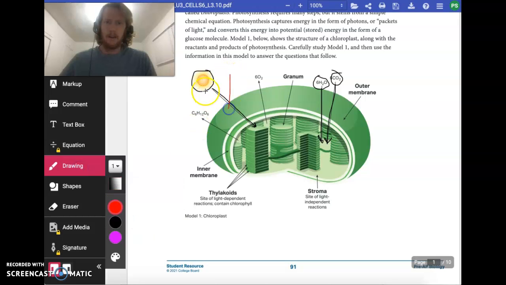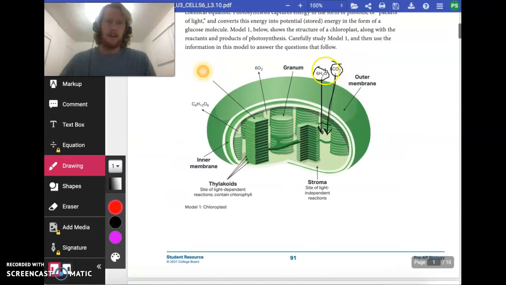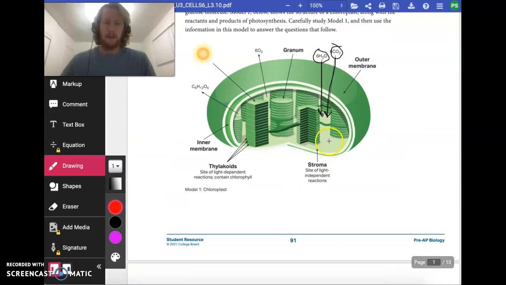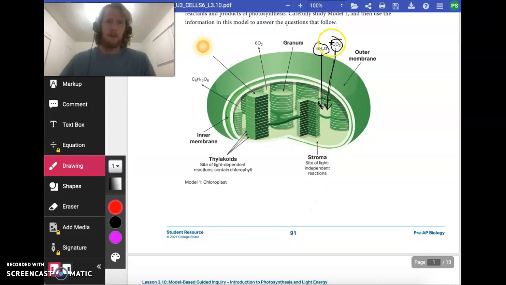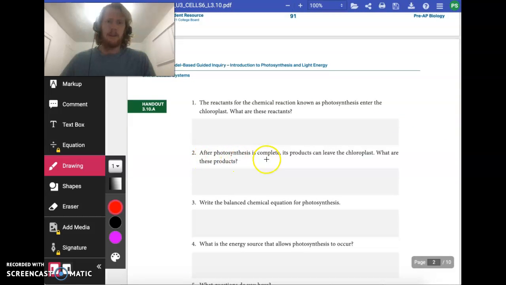But this is not a reactant. The light is not a molecule. It's not really something physical, so it's not included in chemical equations. So let me just take that back. Down here, you should talk about carbon dioxide and water, or CO2 and H2O. You may have said 6H2O or 6CO2. That works too. All right. After photosynthesis is complete, the products can leave the chloroplast. What are these products?